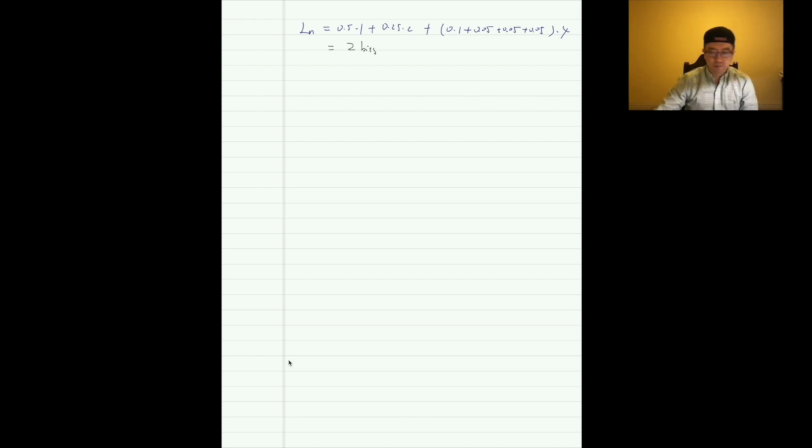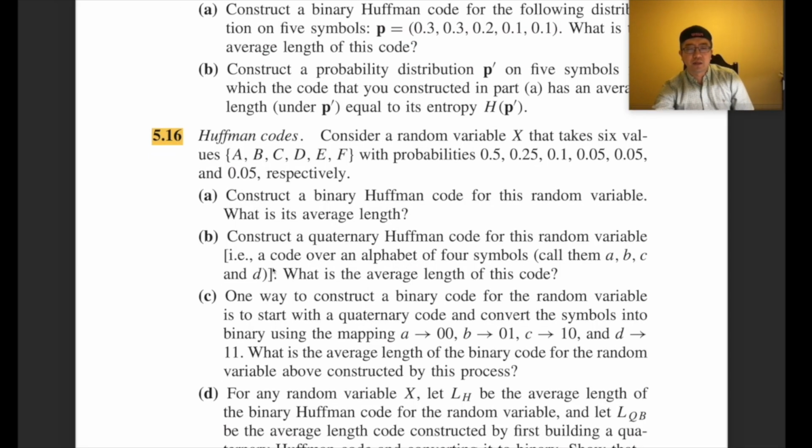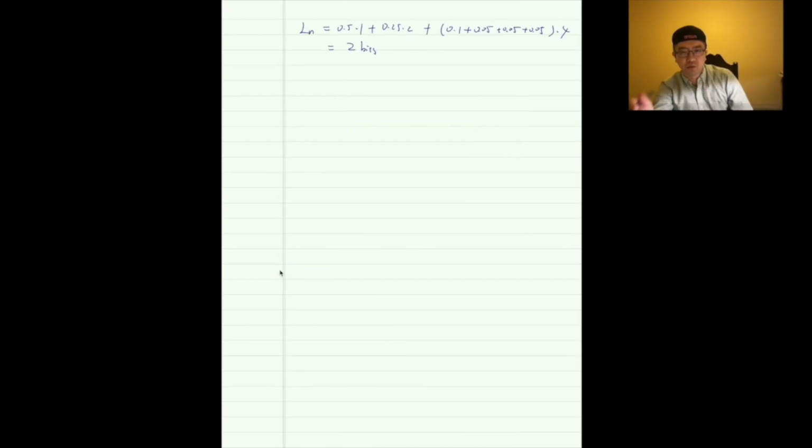Okay, very good. So this is basically the first part. And that's the second part. The second part asks you to construct a quaternary Huffman code. Okay, and we use symbols A, B, C, and D. What is the average length of this quaternary Huffman code? Okay, so the procedure will be the same as before, but now we want to see whether we need any dummy code or not, right? So in this case, indeed we do.